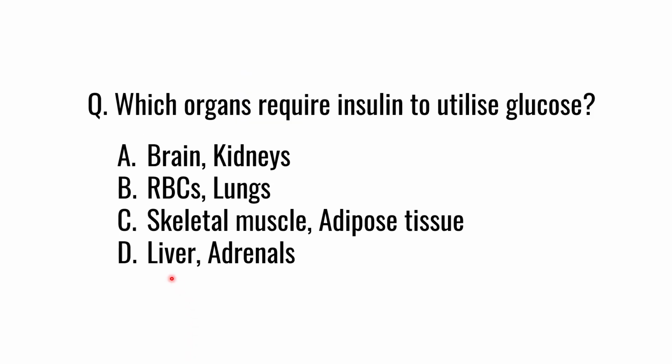Let me ask a very simple question on diabetes. The question is, which organs require insulin to utilize glucose? Choice A is brain and kidneys, B is RBCs and lungs, C skeletal muscle and adipose tissue, D liver and adrenal. So the correct answer is C, skeletal muscle and adipose tissue.